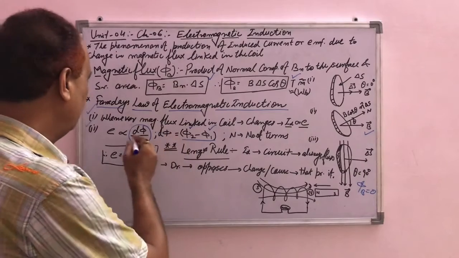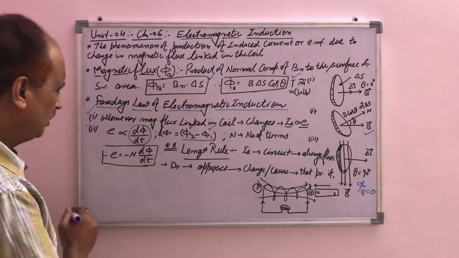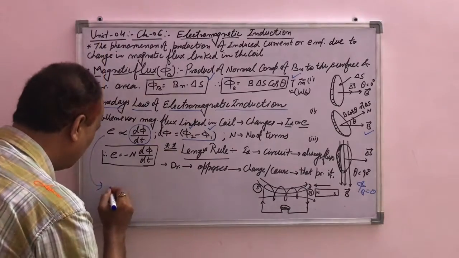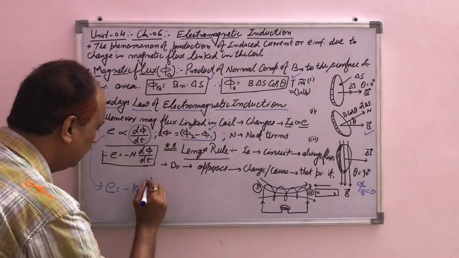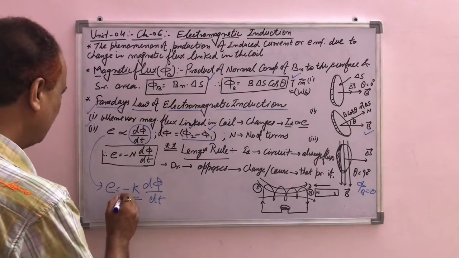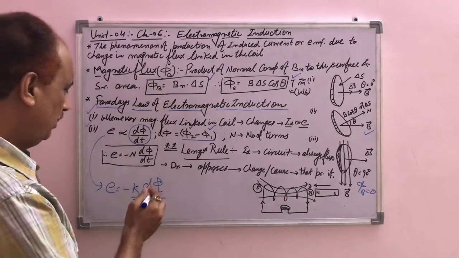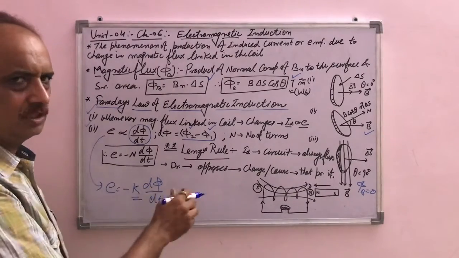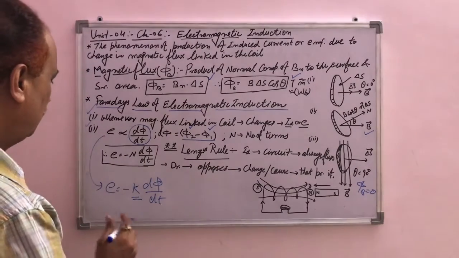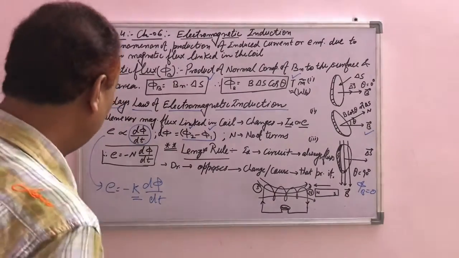Now we remove the proportionality sign and replace it with a proportionality constant k. So E can be written as E equal to minus k d phi upon dt. Minus k is a constant of proportionality. The minus sign indicates the direction of the current produced in the coil. It always opposes the change from which it is produced, so we have to put the negative sign here. But in magnitude it is positive. The negative sign indicates only the direction.